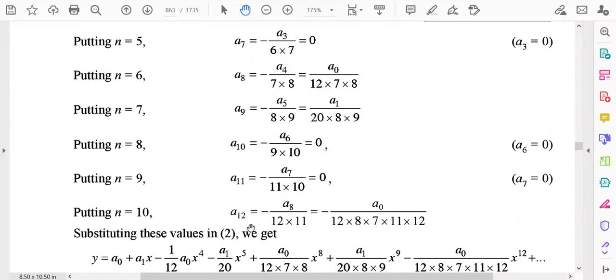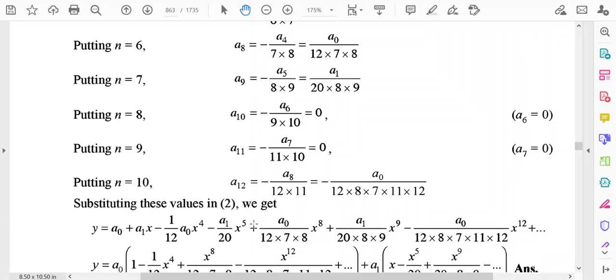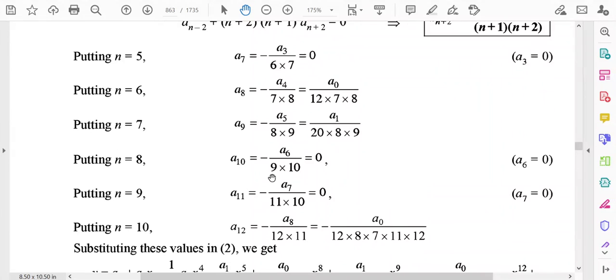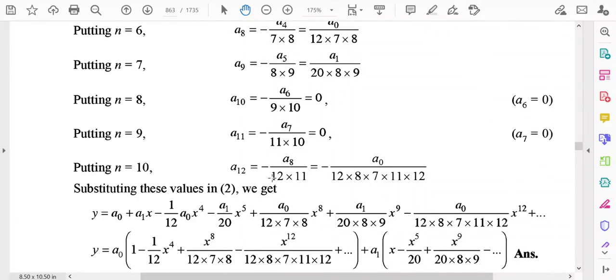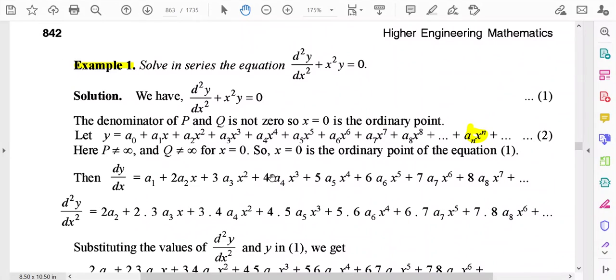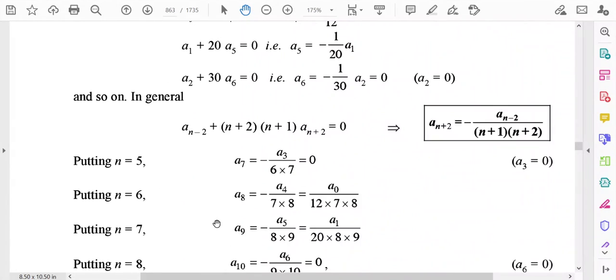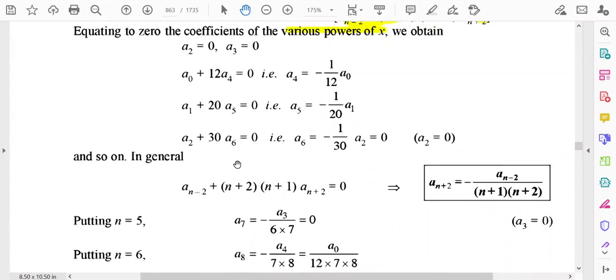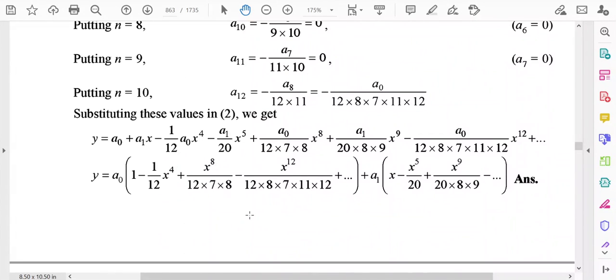In this way, you have to show the sum of the terms as far as you can. In this example, they have shown up to a12. Then we have to substitute these coefficients in the given differential equation, because the solution of the given differential equation was y is equal to a0 plus a1x plus a2x square in this way. So in this expression, we put the values of the different coefficients which we have calculated here. After putting the values of the coefficients and a little bit of simplification, we have obtained these solutions. This is the solution of the given differential equation.